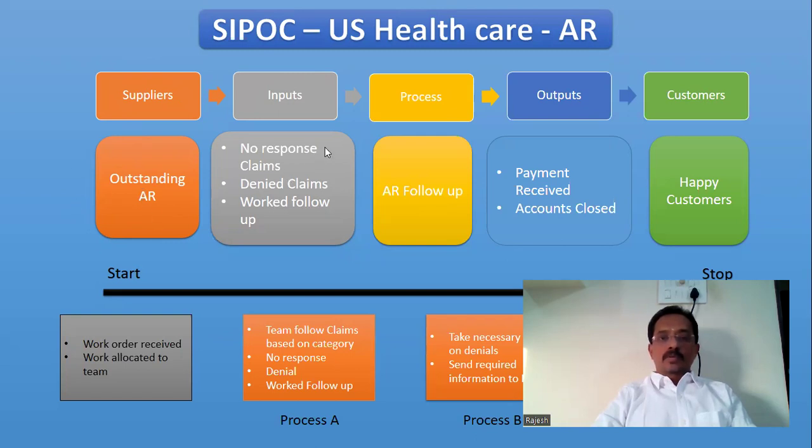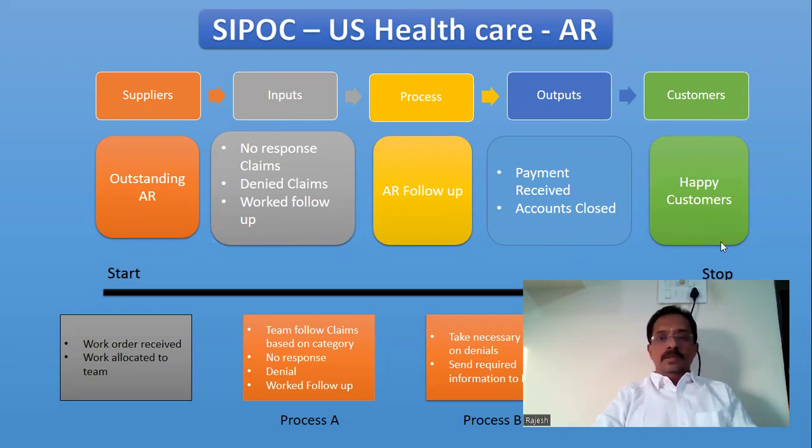What you are going to take is your no response claims, claims which do not get any response from the insurance. We'll call it a no response claim and a denied claim. And then accounts you already worked which are not resolved, you're going to follow up on again. The process here is AR follow-up. And the output you are expecting is a payment, or the account should be closed. If you get everything correctly, your customer will be happy: we get a payment and the account is closed.